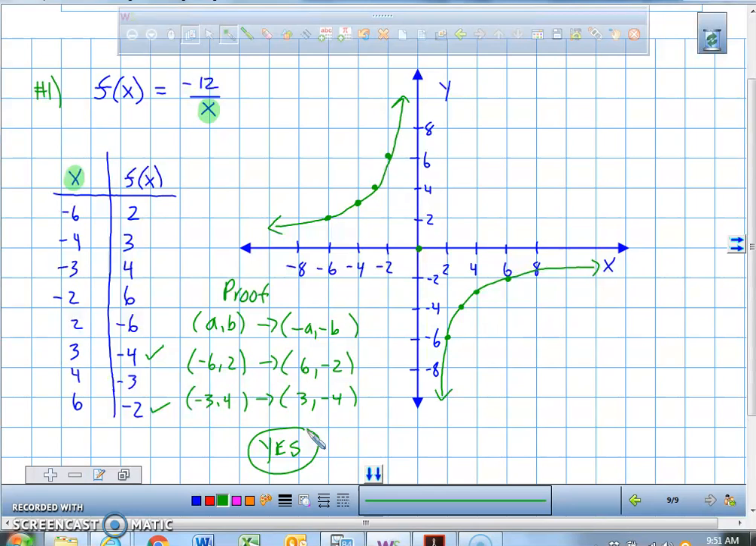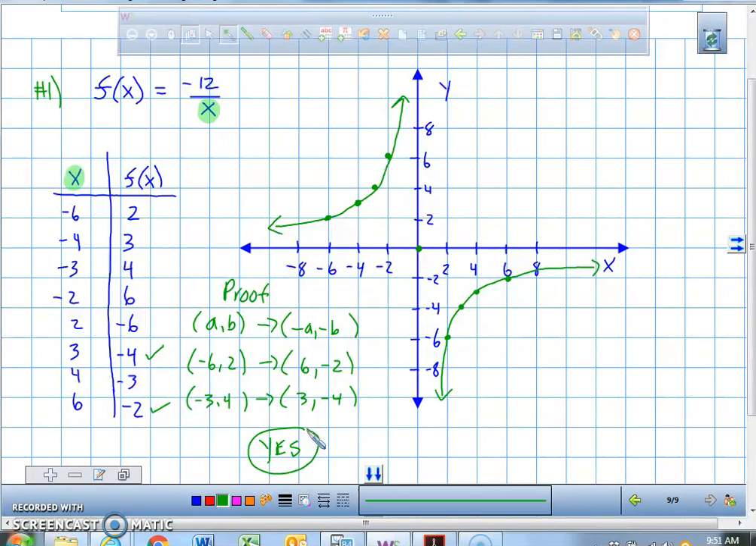So what do I want on every single problem? I want a sketch of the graph. How do I want you to sketch the graph, first or make a table first? Make a table, plot the points, use your graphing calculator, sketch the graph, and then at the end, do a proof. If this point becomes a point that matches it, if (a, b) becomes (-a, -b), then it's yes. If it doesn't, then the answer is no. That's what I want you guys to do at this point.